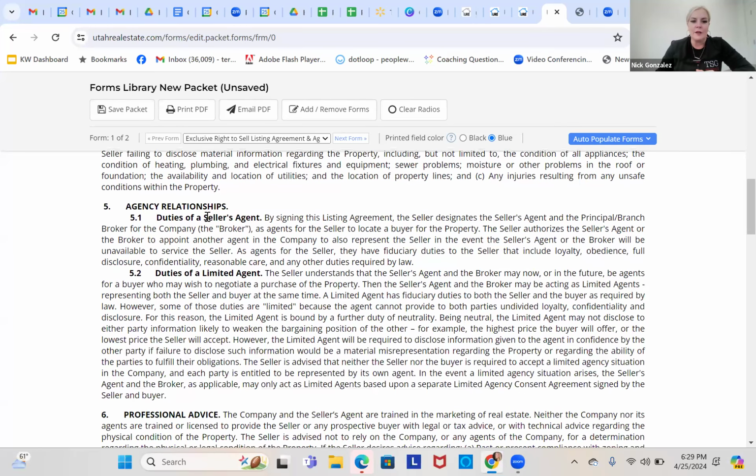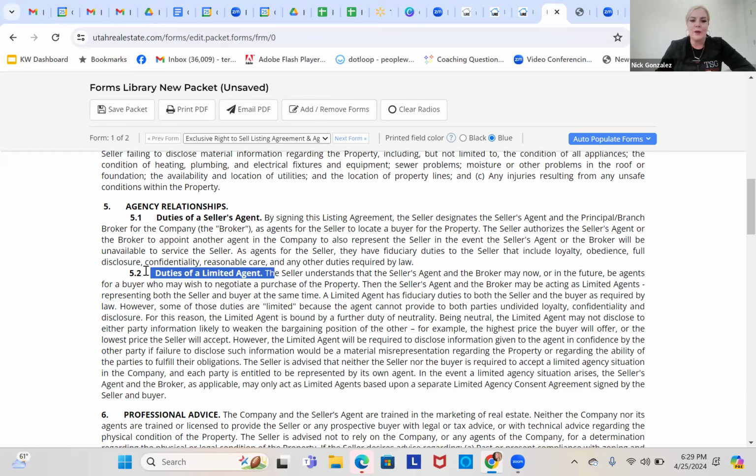Then I come down here and I explain agency relationships. So I do explain to them that there's a difference between a buyer's agent and a seller's agent. There also could be a limited agent. The way I explain it is, I'm going to be the seller's agent representing you 110%. We've already negotiated and agreed to pay a buyer's agent who could potentially be bringing in a buyer, and they're going to represent their buyer 110%.